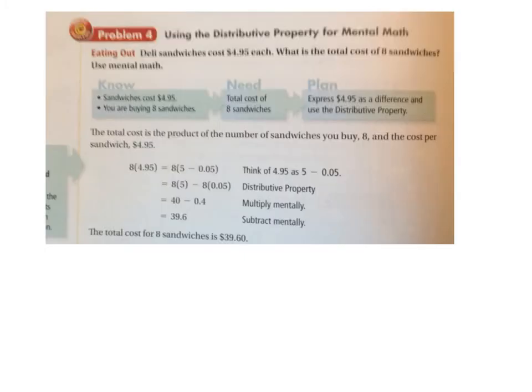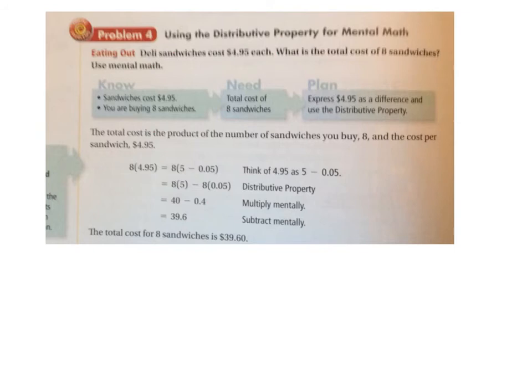Now, we did mention before that one of the greatest things about the distributive property is that it really helps with mental math. Maybe you don't even realize you're distributing. Deli sandwiches cost $4.95 each. What is the total cost of 8 sandwiches? Use mental math. So, you might think, oh, I'm going to take off a nickel per sandwich times 8. So 5 times 8 is 40, right? And then a nickel off each one is going to give us 40 cents, so $39.60.